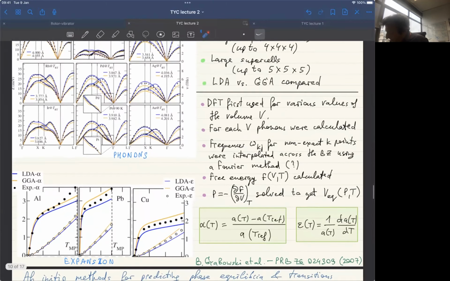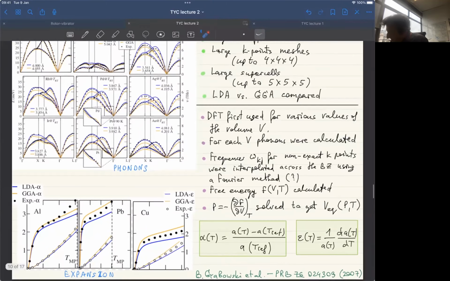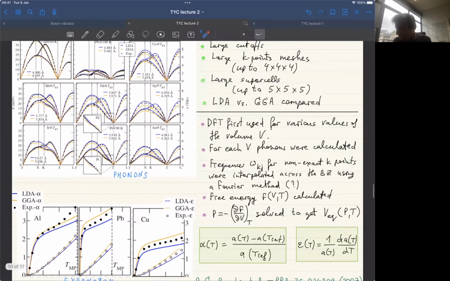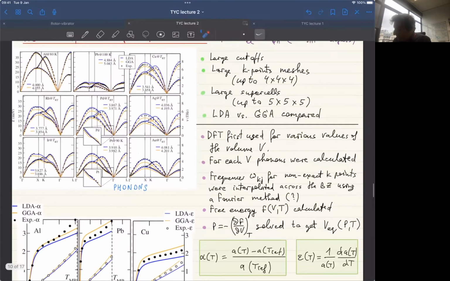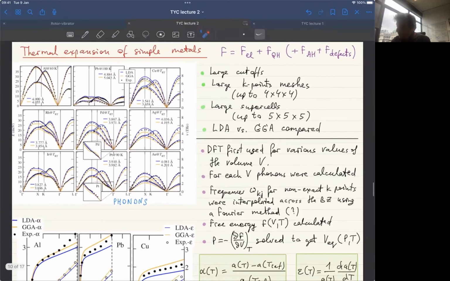There were, however, in that paper here, people actually did this. This is the full quasi-harmonic approximation approach. So what they done, they considered a number of simple metals. These are all cubic structures. So the volume is basically measured by the lattice constant of these crystals. So it's very easy. You change the lattice constant and you change the volume.